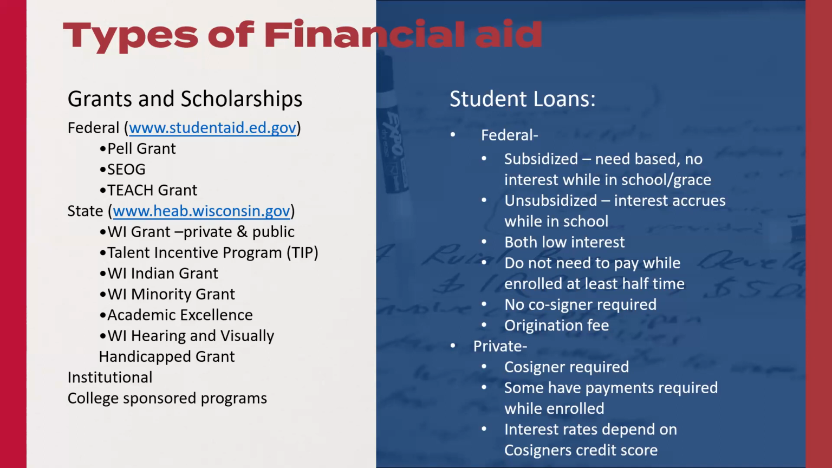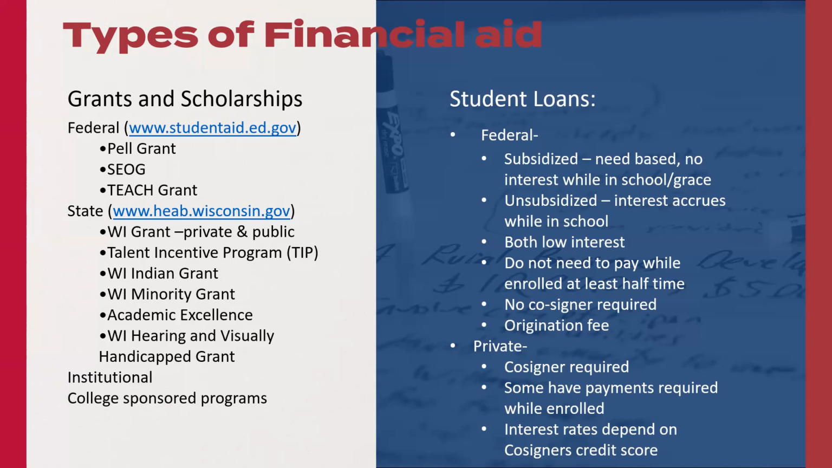The first type, grants and scholarships. Some students will be eligible for federal grants, such as the Pell Grant, the Supplemental Education Opportunity Grant, and the Teach Grant. Students who attend within the state that they graduated from may be eligible for the state grant. Many state grants are listed here, and by filling out the FAFSA, that will determine if they're eligible for many of these. Some schools have institutional scholarships and grants that the student will be eligible for as well.